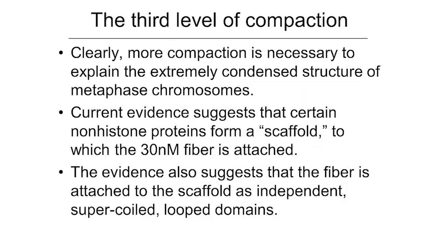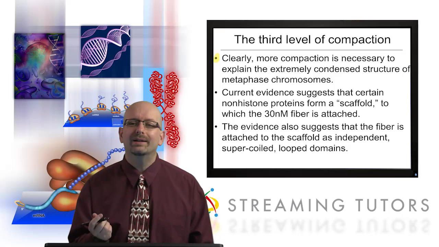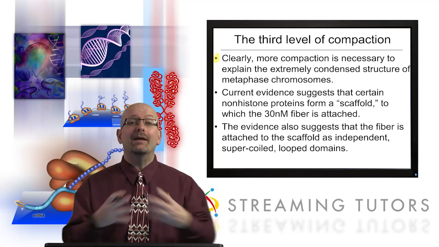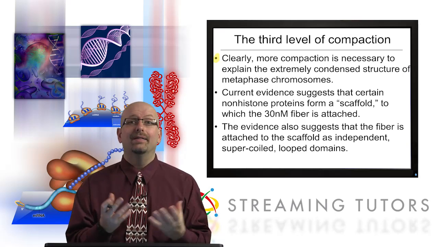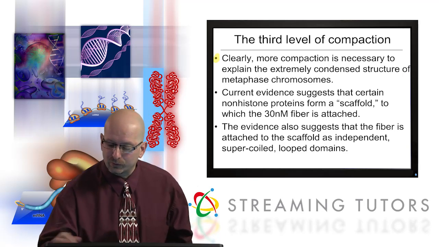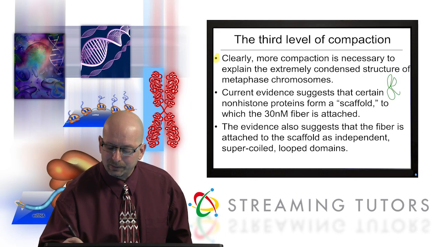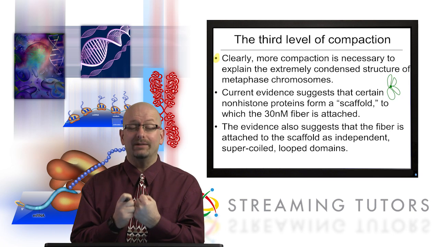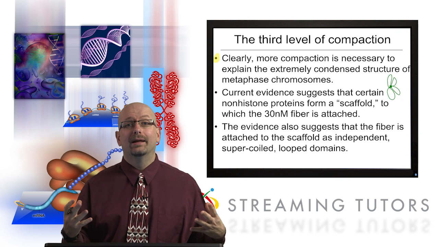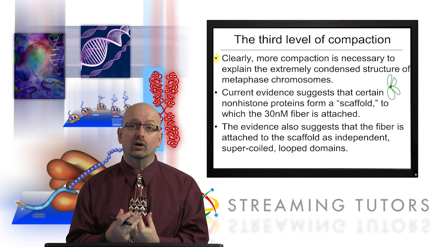The third level of compaction is definitely the least understood. I say here, clearly more compaction is necessary. Remember, we're trying to fit meters of stuff into a tiny cell. So we really need, and by the way, the metaphase chromosome, that's the only time we can really see it in that way that we're used to it. I cannot draw very well, as you've come to understand, but that basically looks like an X, and it's very obvious under a light microscope. So there's massive compaction that has to occur to get to that.